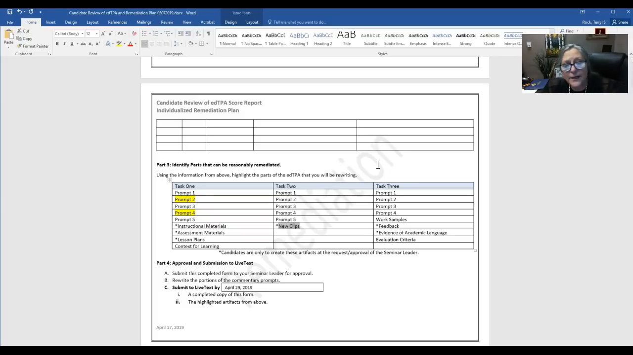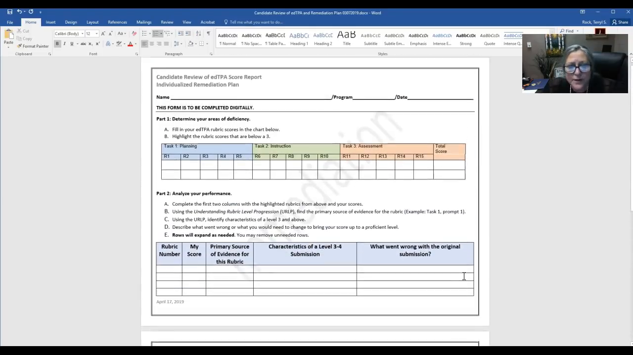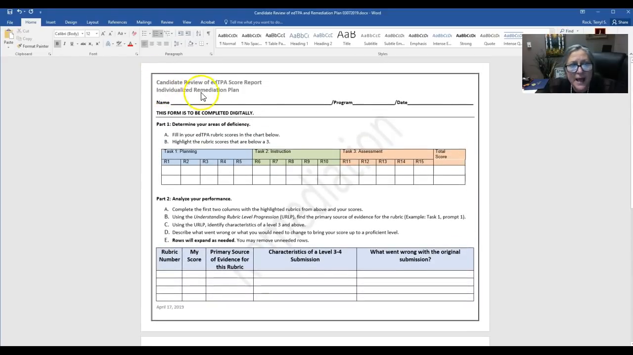Now sometimes you can't really rewrite so much as you need to just say what went wrong and what you would do if you had it to do over. So that's a possibility. So there's not any kind of blanket thing I can tell you. It's going to be personalized. That's one of the nice things about this, is that we aren't all doing the same thing. We're doing things that are individualized for us. We have an individualized remediation plan.